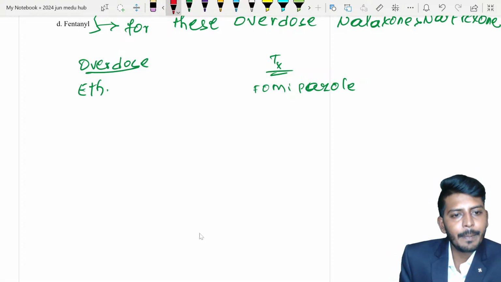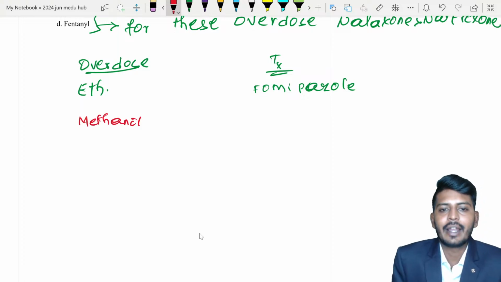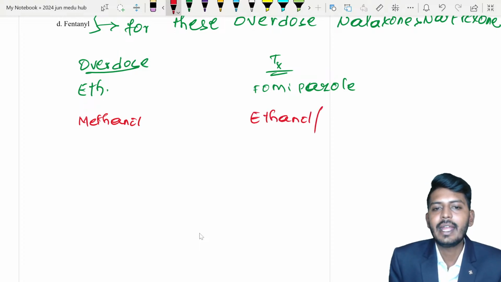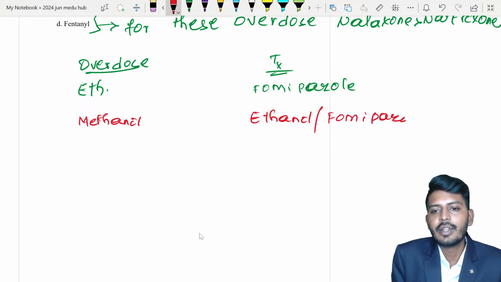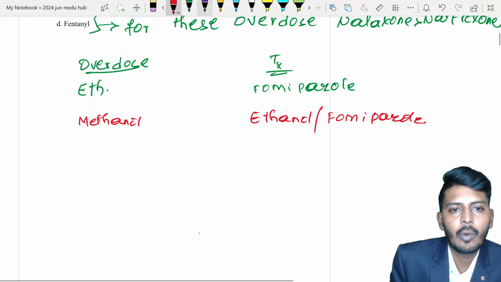All right. For example, if there is a methanol overdose, the treatment of choice is your ethanol. If ethanol is not in the options, we are going to use fomepizole. Okay, so this is the story of methyl alcohol overdose.